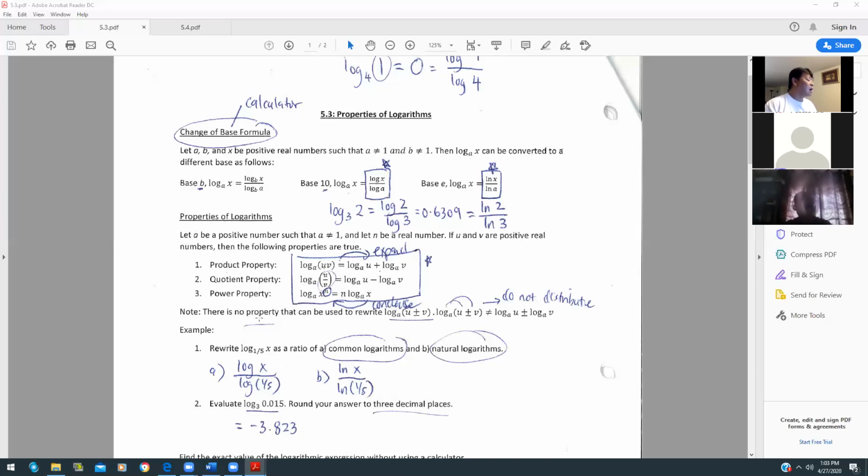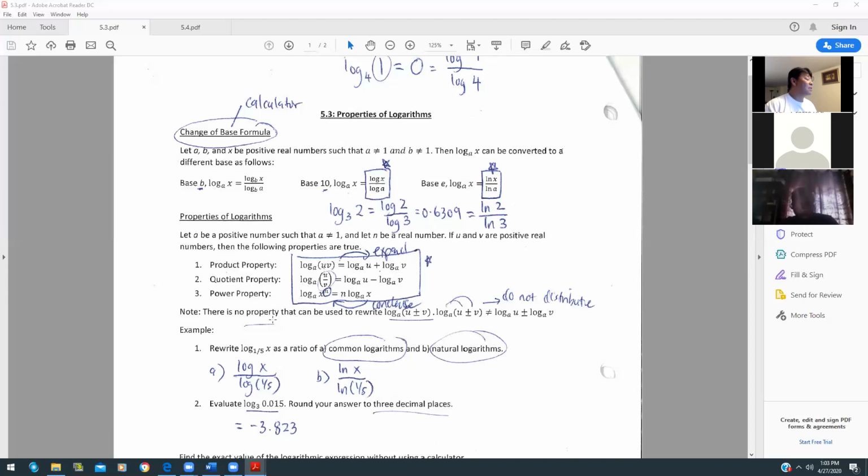And a lot of students, when they look at this, think, oh, I can bring the n down. So every time I see a power, I can bring my n down. No, you can only bring your power down as long as you put a log here. And all this log can change into ln, okay?